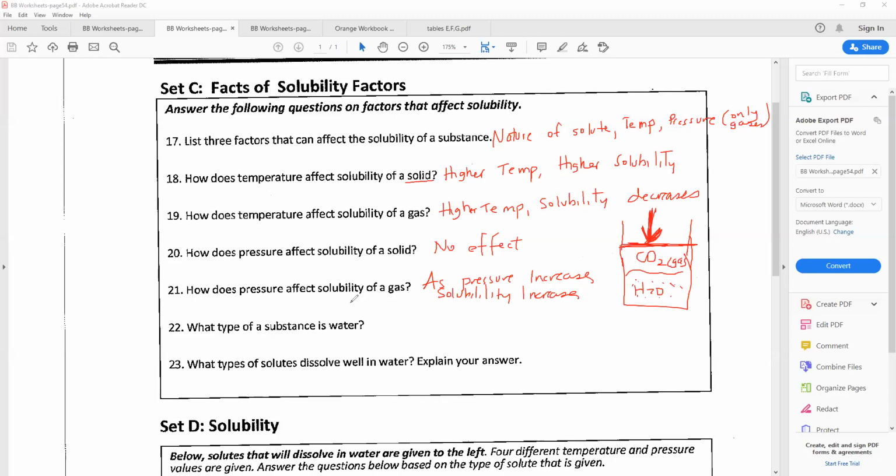What type of substance is water? Well, we know from bonding water is a polar substance. What type of substances or solutes dissolve well in water? Like dissolves like. If water is polar, we have to say polar substances. So that would be similar polarities because they have similar polarities. Or you can say like dissolves like.